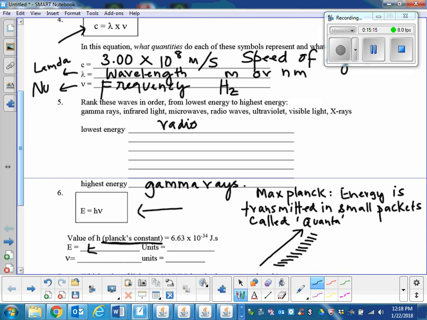Now, E stands for energy. Units of energy are joules. Nu here stands for frequency, and units are hertz.